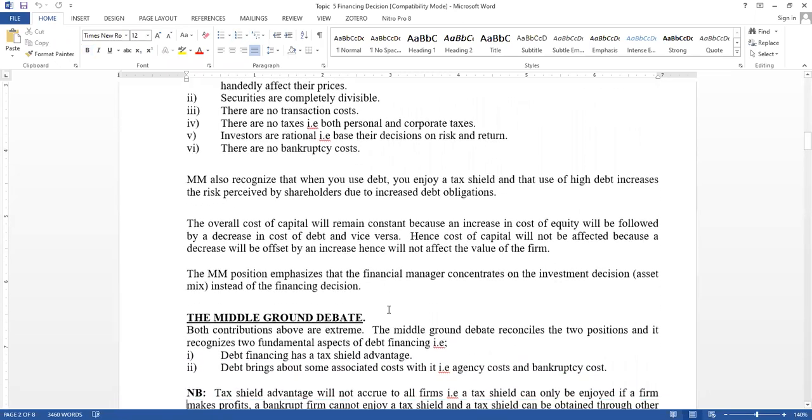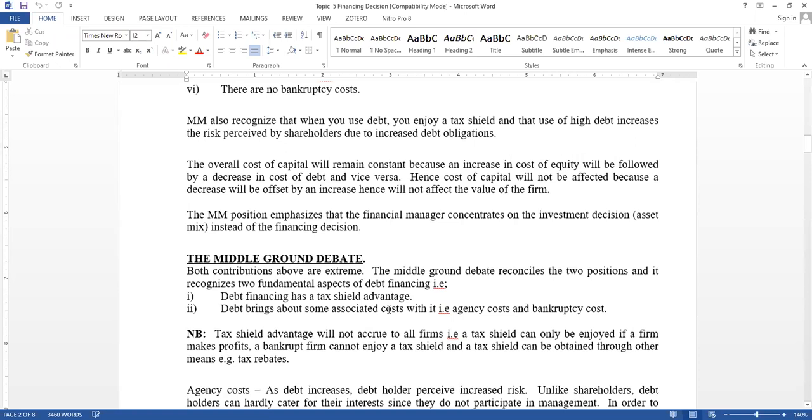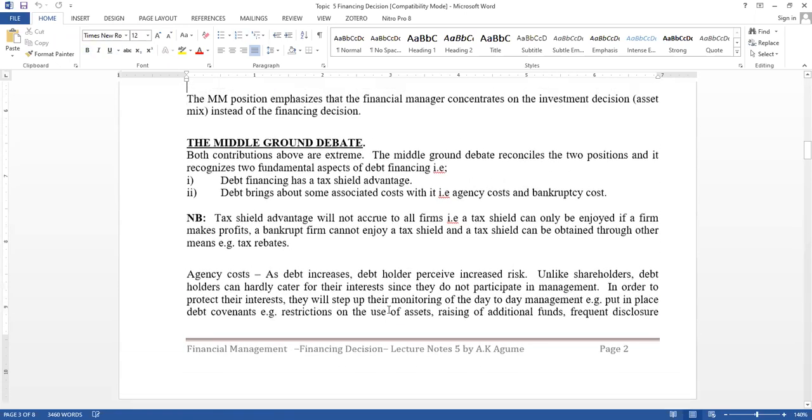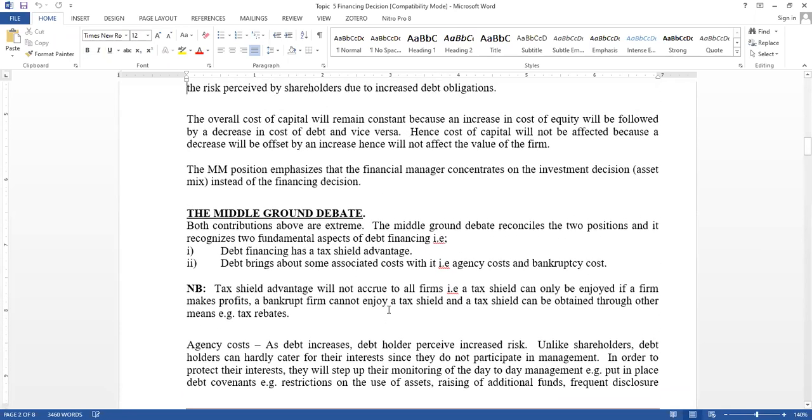But of course, there is also the middle ground, whereby both contributions above, the traditional and the MM, are extreme. And of course, you find that the middle ground reconciles the two positions, and it recognizes two fundamental aspects of debt financing. One, debt financing as a tax shield. Two, debt brings about some associated costs, the agency costs and bankruptcy costs.